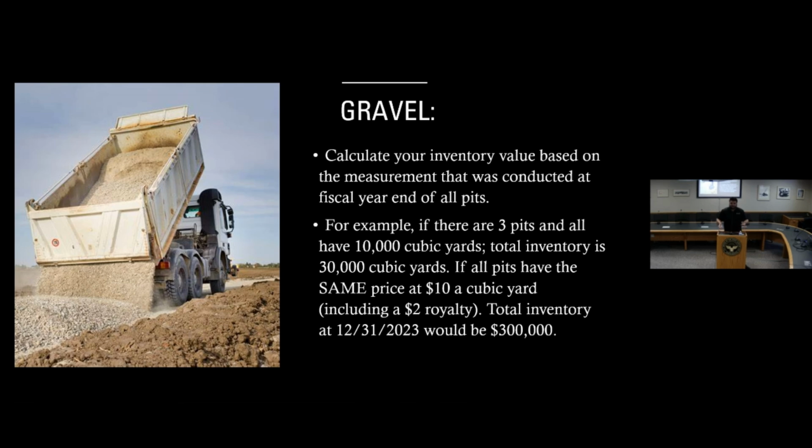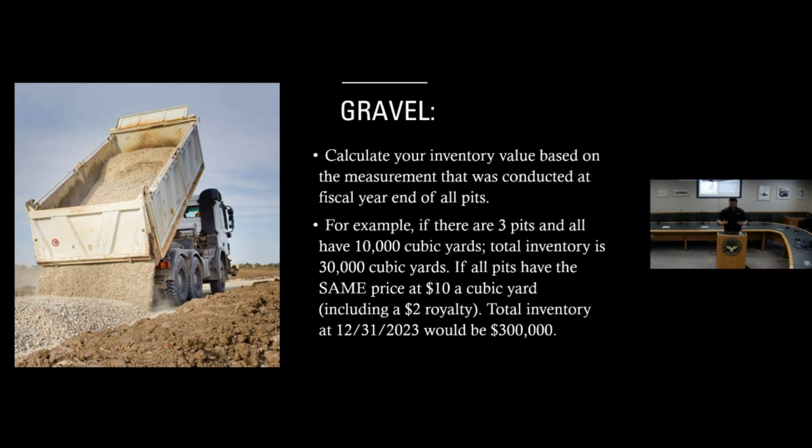If you have it all on your own land, more than likely there's no royalty. An example I have here is we're going to say that there's 3 pits. Let's just say they're all on landowner's land, so there is a royalty included. And for simplicity, let's say each pit has 10,000 cubic yards. After you've done your measurement, you would add up your 3 pits, and you have 30,000 cubic yards. You then multiply by the price you've determined, so you have $10 a cubic yard here. Your total inventory is $300,000.